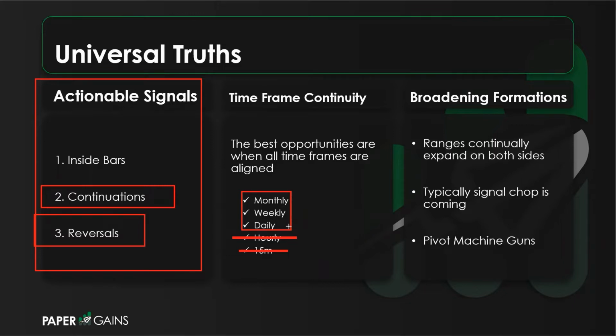But an hourly, being green on the hour, what does that mean? It means absolute crap, really. It's not a trend. Being green on a 15 is even more crap, right?